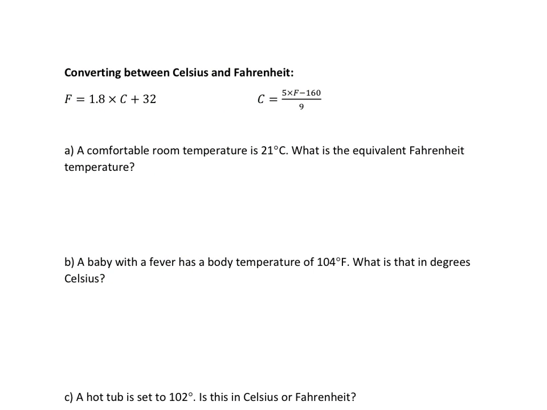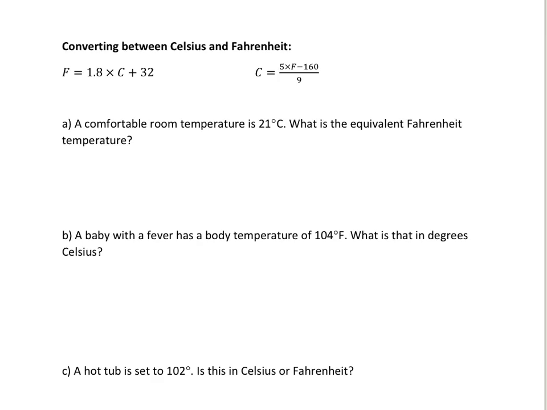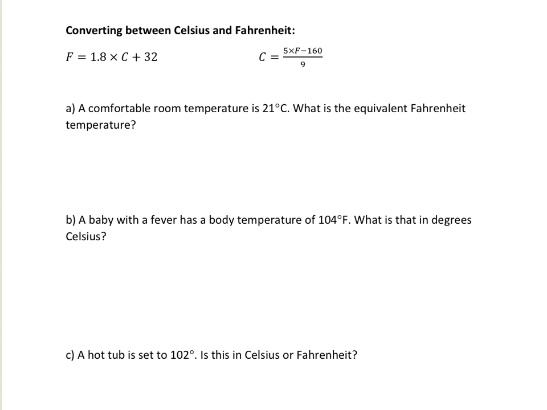Our final conversion between metric and US customary is temperature, converting between Celsius degrees and Fahrenheit degrees. And there are 2 handy formulas for this. This first formula gives us Fahrenheit degrees if we know the Celsius degrees, and the second one, if we know the Fahrenheit, gives us the Celsius. So let's do a couple of conversions just to get comfortable with the formulas.